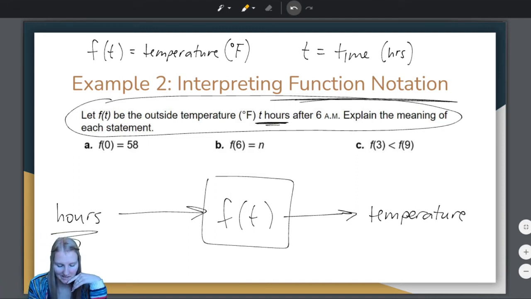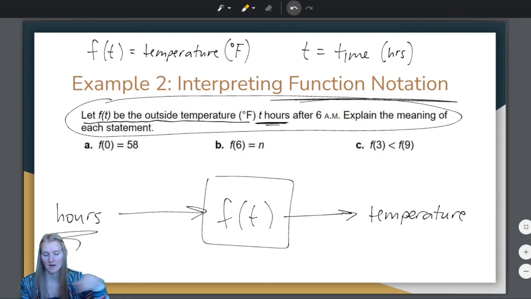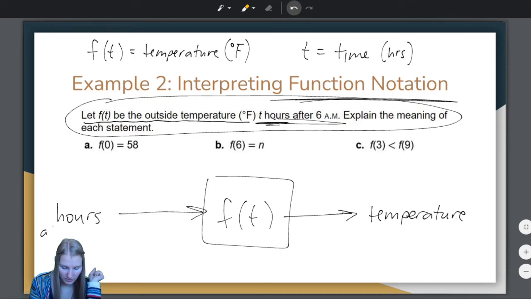So let f of t be the outside temperature. So we're focusing on the temperature outside of our apartment or outside of our house. So t hours after 6 a.m.